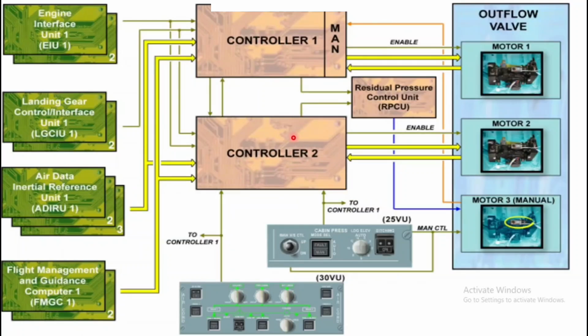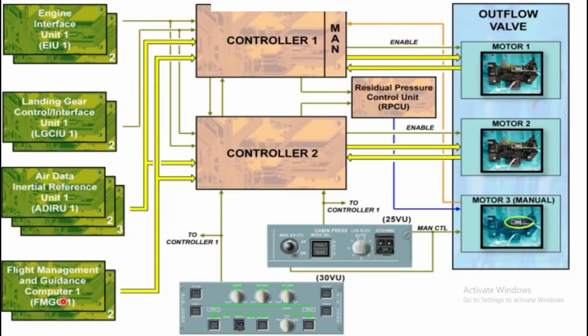So the ADIRU sends the static pressure and barometric correction signal to both controllers, and these signals can be static pressure, baro, and ADIRU validity, used for all the sequences and priority selection. ADIRU 1 and 2, 3 send the signal to controller 1, and ADIRU 2, 1, 3 send the signal to controller 2. Just keep in mind this is the sequence.